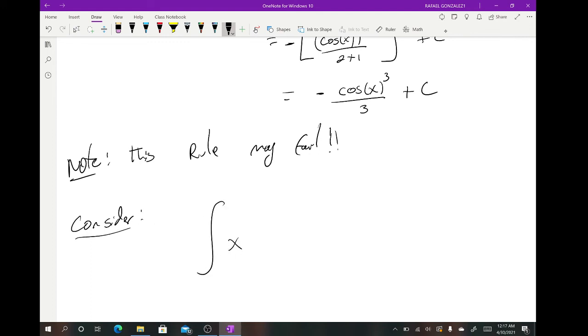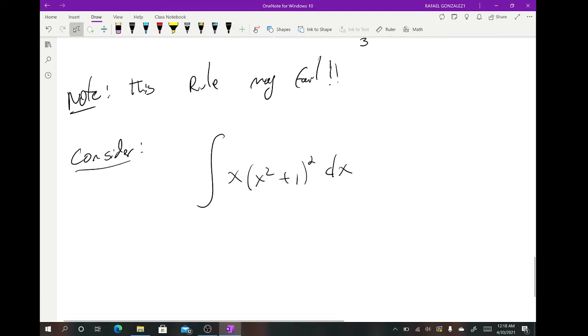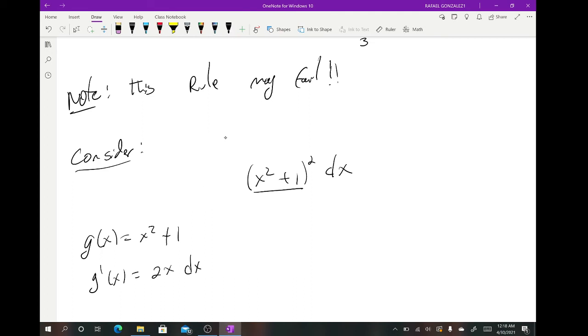Somebody gives you the integral of x times (x squared plus 1) squared dx. Here we have a problem. The problem is that if you let g of x be x squared plus 1, then g prime of x is equal to 2x dx. But the issue here is that I only have... actually this one is going to work. What I meant to do was remove this x here. If you remove the x here, this is not going to work because we don't have an x here.